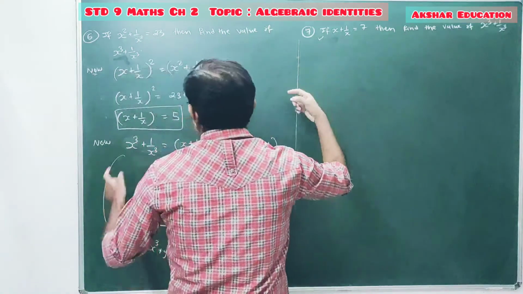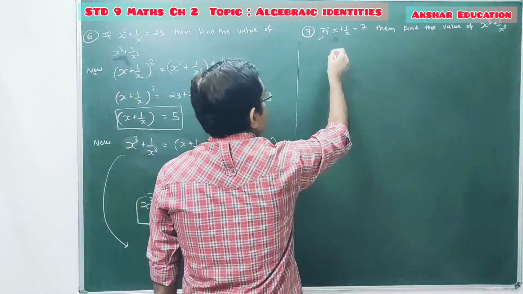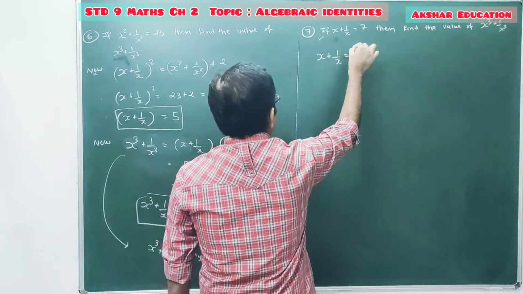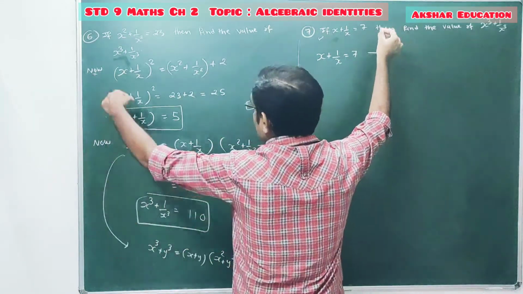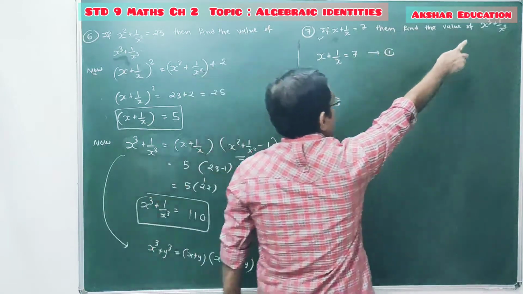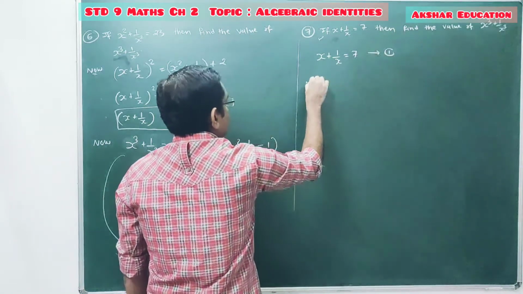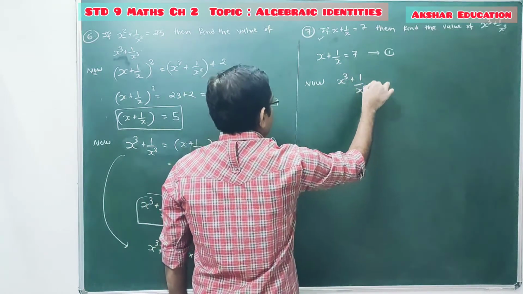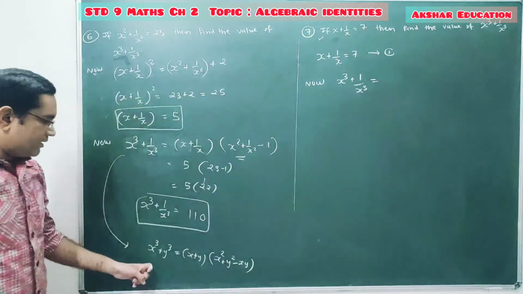So now the same sum is there. We are having x plus 1 by x equal to 7. So x plus 1 by x equal to 7 is given. In this sum we do not have to derive it, it is already given. Find the value of x cube plus 1 by x cube. So simple. x cube plus 1 by x cube equal to, apply this identity.